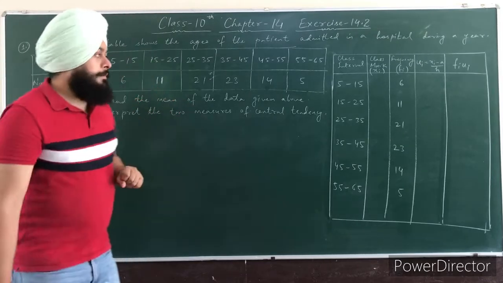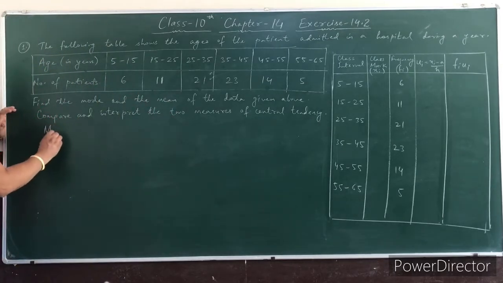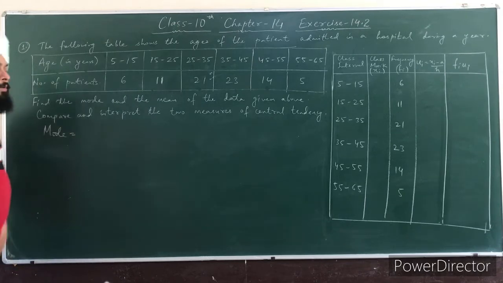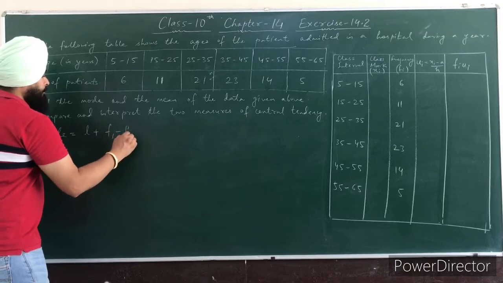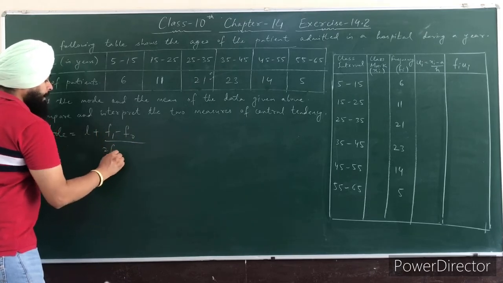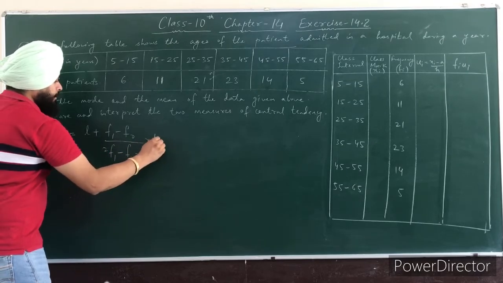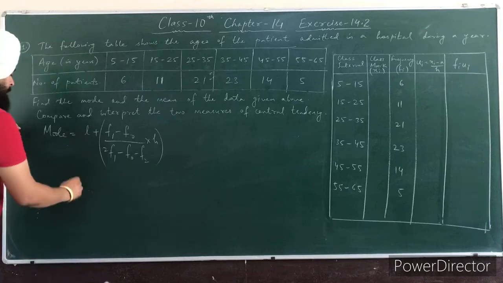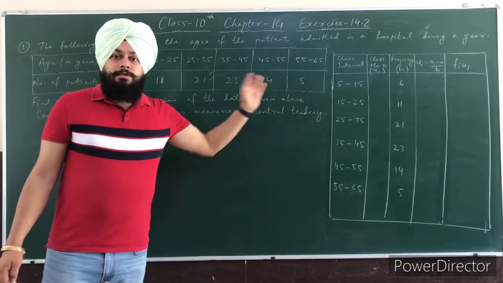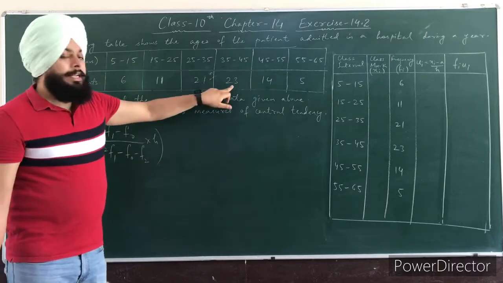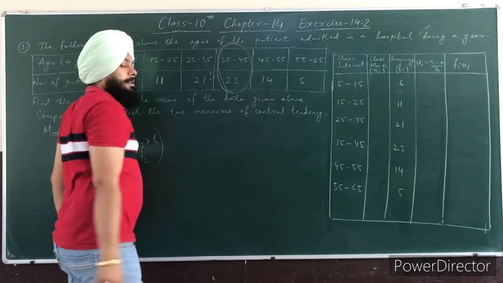First we will find the mode for this given data. What is the formula to find the mode? That is L plus (F1 minus F0) divided by (2 F1 minus F0 minus F2), into H. First we will see which is the highest frequency. The highest frequency is 23. So we will take this class as the modal class.